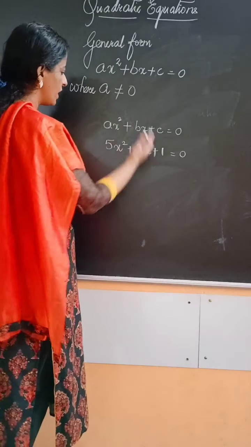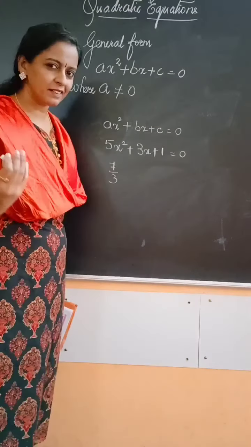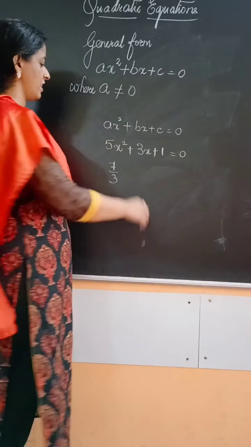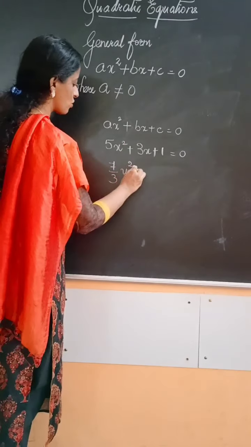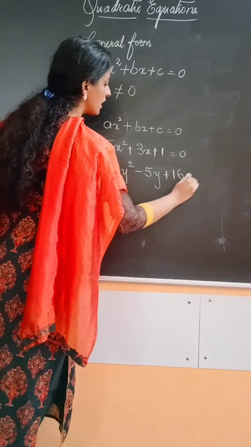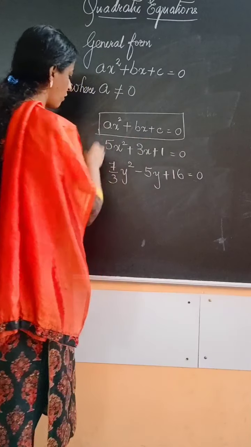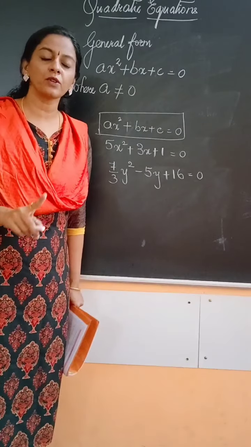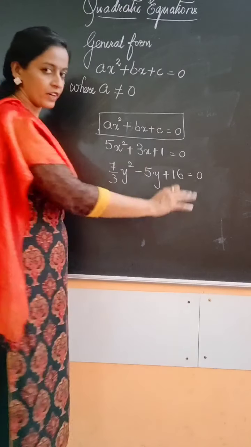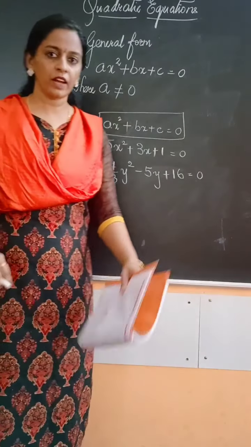Example number 1. Similarly, you can give another example. 7 upon 3, let us take a fraction. Now I want to keep the variable different. I will take the variable as y squared minus 5y plus 16 is equal to 0. So keep the general form in your mind and form two equations. See to it that you keep the highest degree as 2. You get two examples and these are quadratic equations. So this is example number 1 and example number 2. Okay, first sum done.